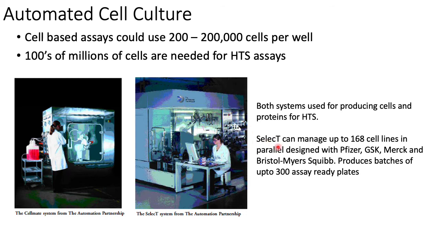And the Select, this one here, can manage up to 168 cell lines in parallel. That was designed for many drug companies, including Pfizer, GSK, Merck, Bristol Myers Squibb, and they produced batches of up to 300 assay-ready plates.